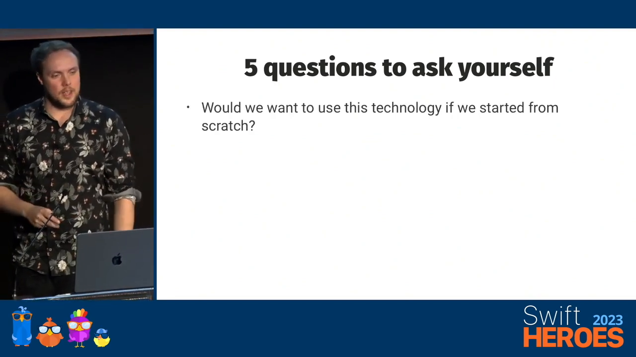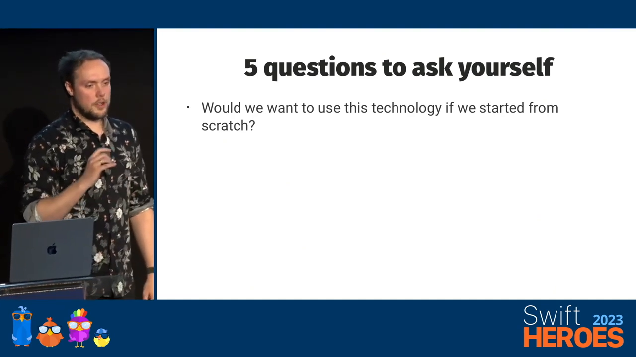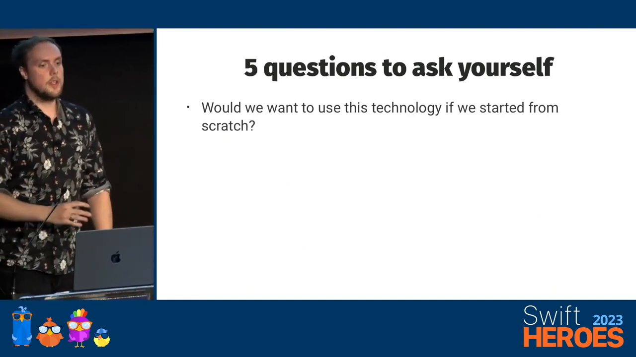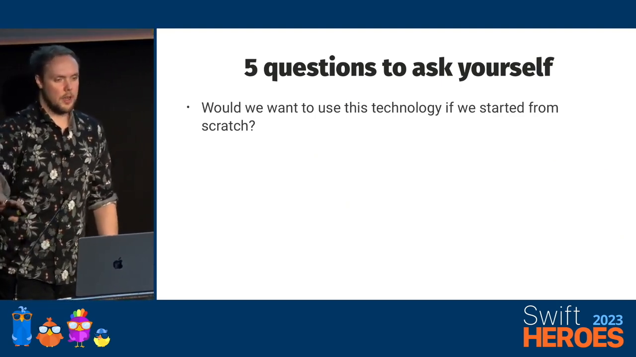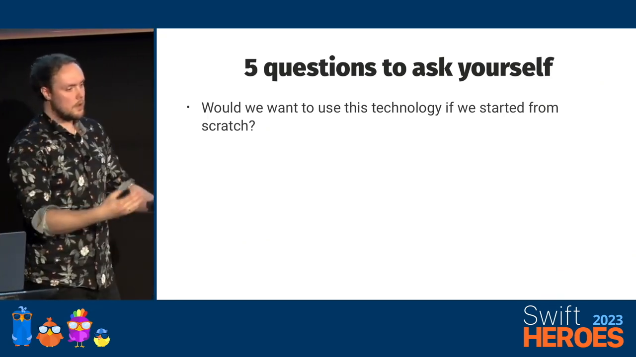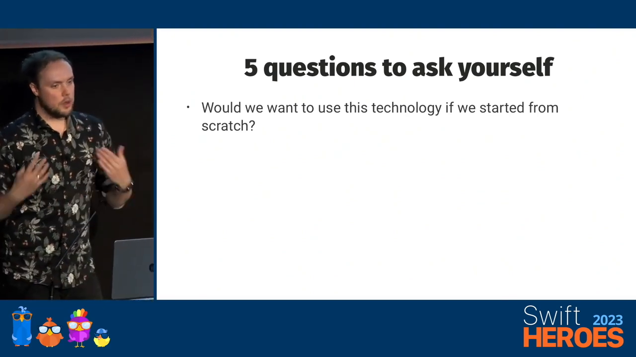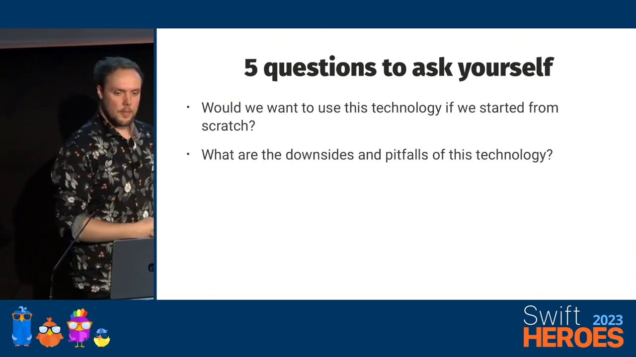And the first one is one that I find very important, and is, would we use this technology if we started from scratch today? If you're looking to introduce SwiftUI, and I would tell you this is a greenfield project, you can start today, would you pick SwiftUI? And you would say, oh, probably not. Why would you introduce that into your existing project if you wouldn't even want to consider it for something brand new? And so that's a good one to start. Like, if you wouldn't use it for something new, why is it for something old?